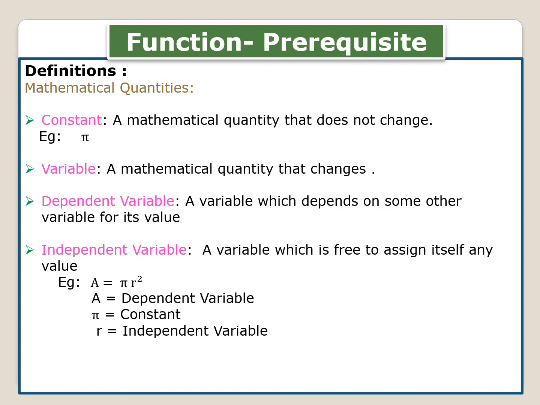Look at the example. A is equal to pi r square. A is depending on r. Pi is a constant. As r will change, correspondingly A will also change. So A is called as the dependent variable, r is the independent variable, whereas pi is the constant.